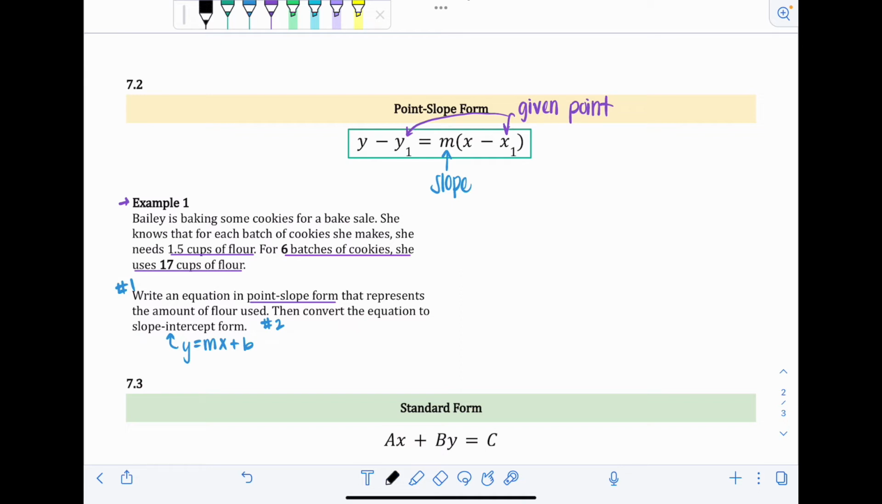Before we can start, I think we should define our variables. We know that x is our independent variable and y is our dependent variable, but we want to talk about what they mean in the context of this problem. How much flour she uses depends on how many batches of cookies she wants to make. So we're going to say that x is the number of batches of cookies, and y is the cups of flour.